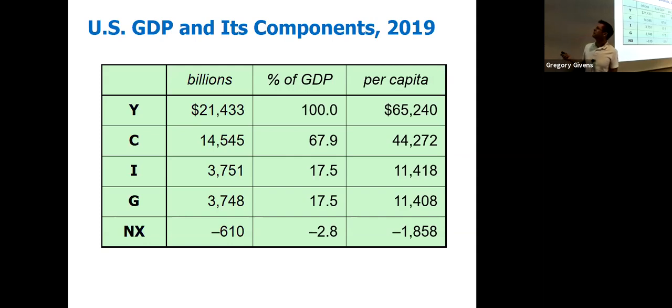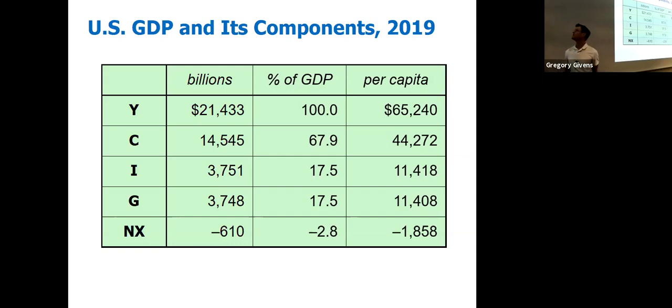What do we see here for per capita GDP? It's about $65,000 per year. So average income in the US in 2019 was $65,000. Average spending per person on consumption goods was about $44,000. Investment, about $11,000. Government spending on a per person basis is about $11,000. And then net exports is close to negative $2,000 on a per capita basis.